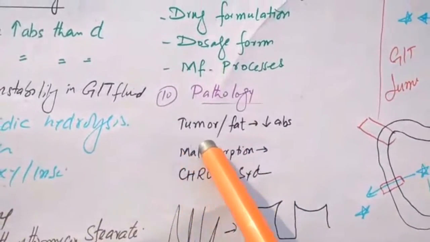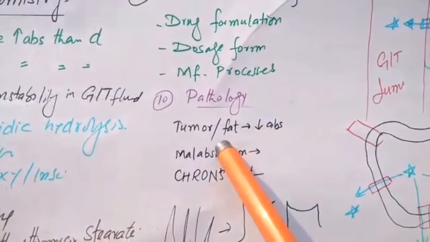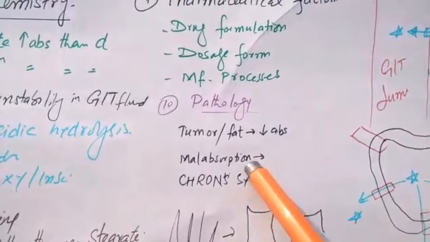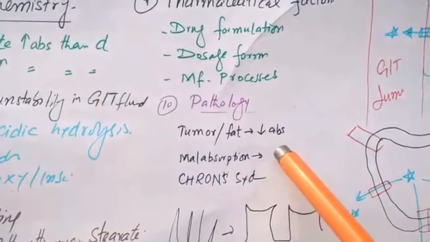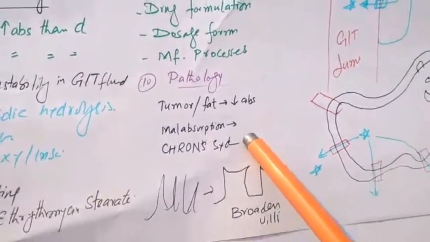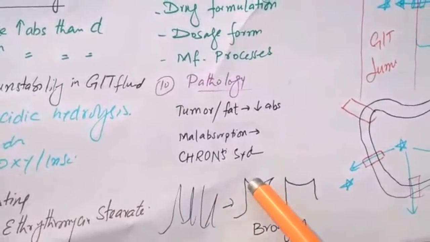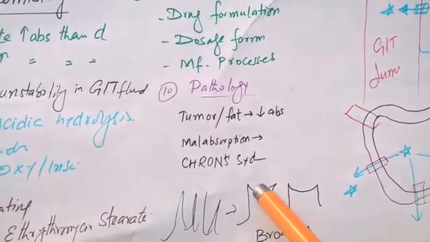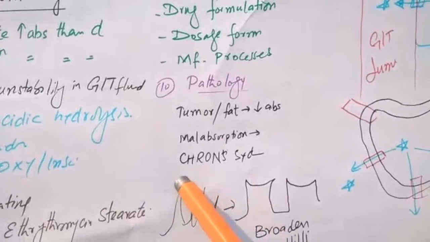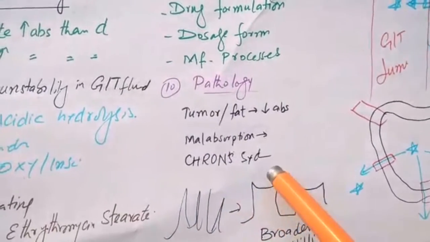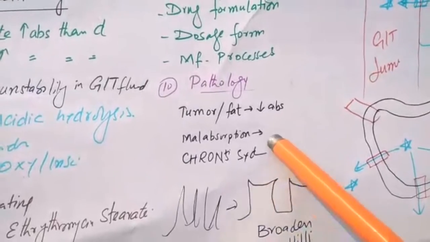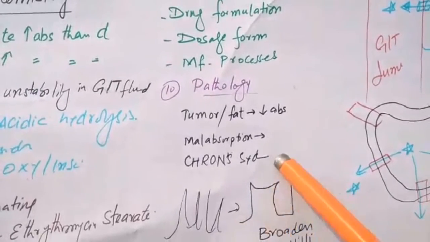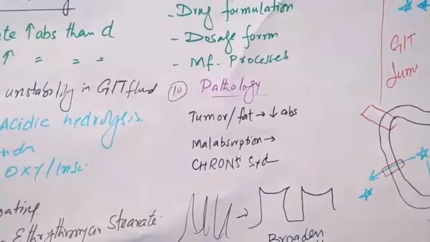Pathological condition, tumor or fatty layer decrease absorption, malabsorption also decreasing, leading to decreased absorption. For example, in Crohn's syndrome, in this syndrome the peak of the villi become broaden. Now its surface area is decreased, so due to this decreased surface area, absorption will be decreased.